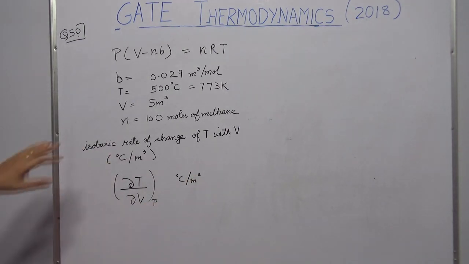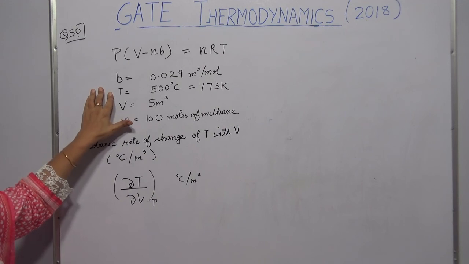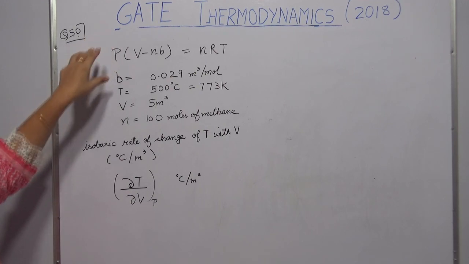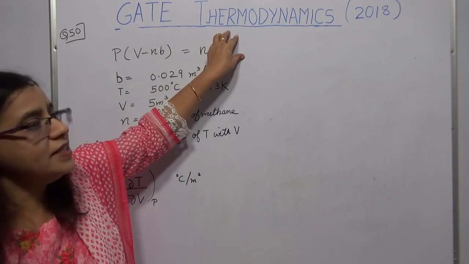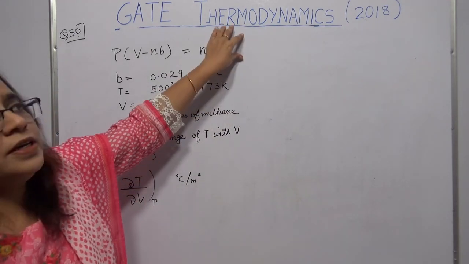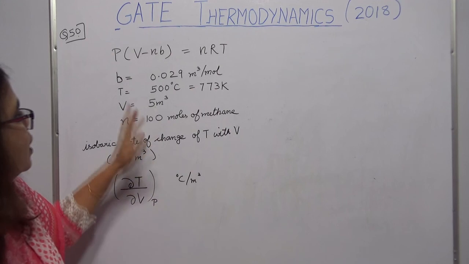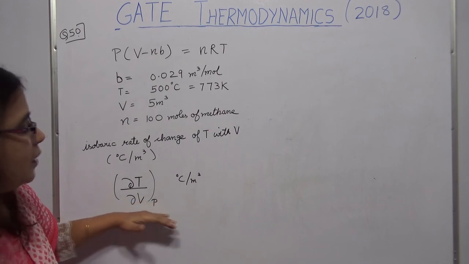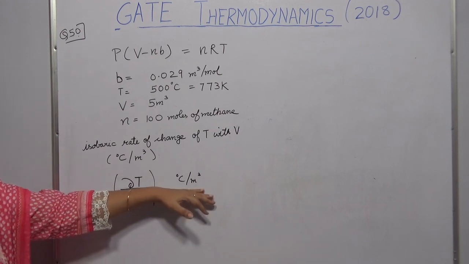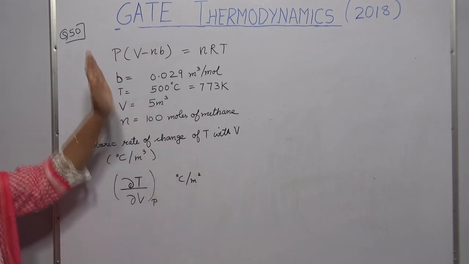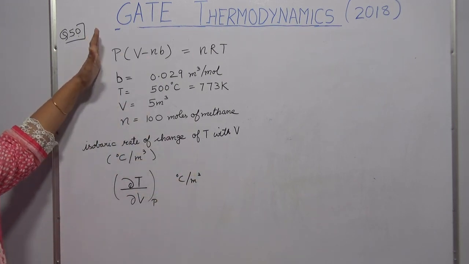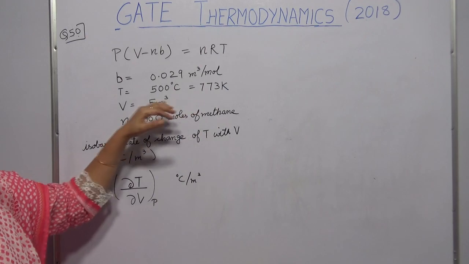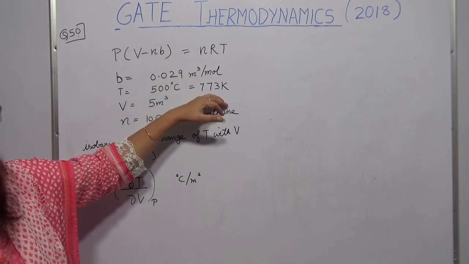Now the only catch over here is that they have given T equal to 500 degrees centigrade. For all your PVT relations, always remember not to put your temperature in degree centigrade. You have to use your Kelvin temperature. Even though it looks misleading because temperature is given in degree centigrade, and they have asked you to calculate this derivative in terms of degree centigrade per meter cube, don't make the mistake of putting temperature in degree centigrade in any PVT relation. Always put it in Kelvin. So I have converted my 500 degree centigrade to 773 Kelvin.